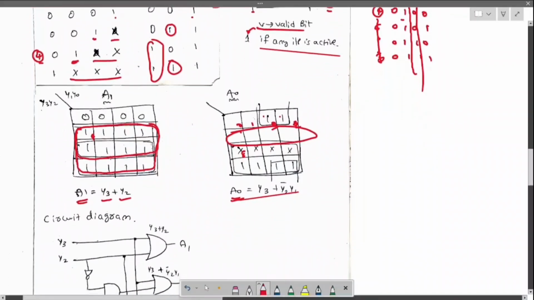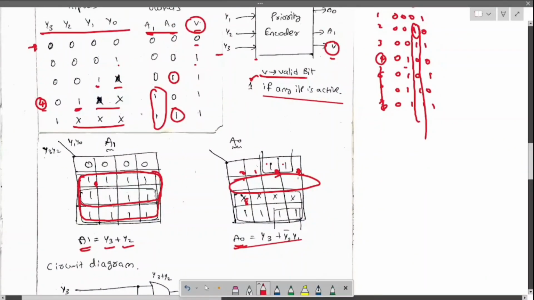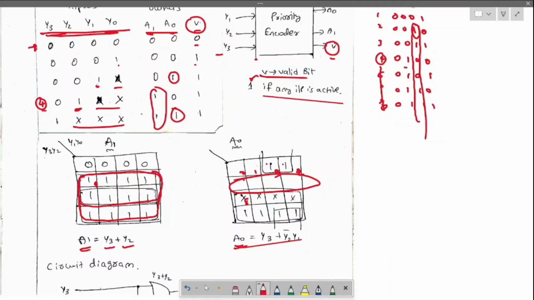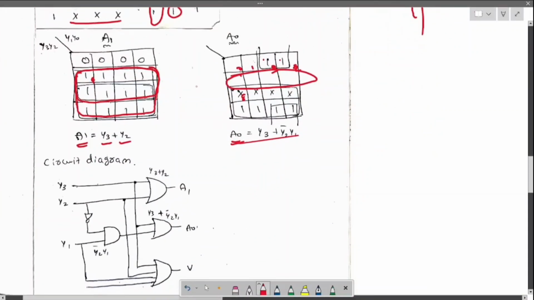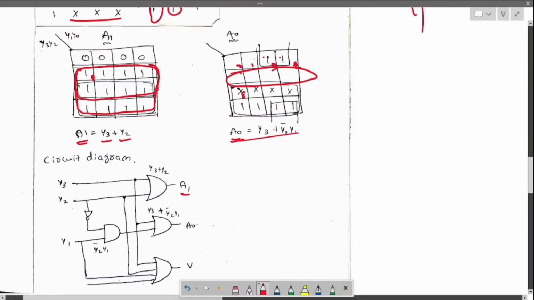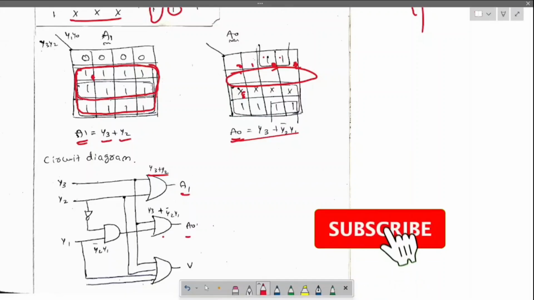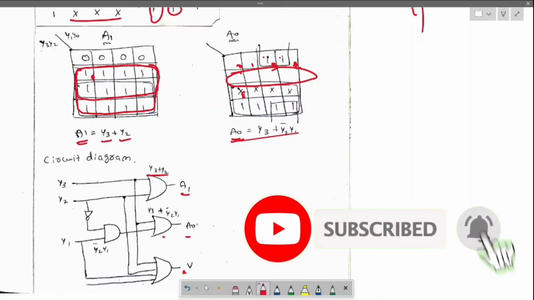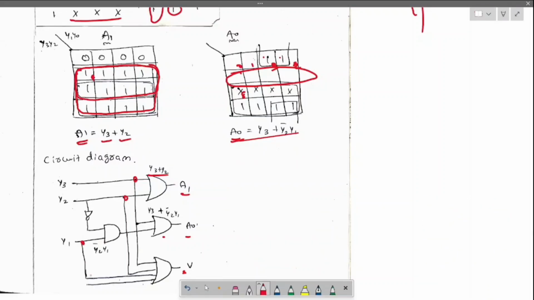Okay, v is the sum of all these. When we combine y0 to y3 with a gate, we will get v. In the circuit diagram, a1 is y3 plus y2, and a0 is obtained like this. V is the sum of all these, like y0, y2, y1 and this y0. When we combine them with the OR gate, we will get v.